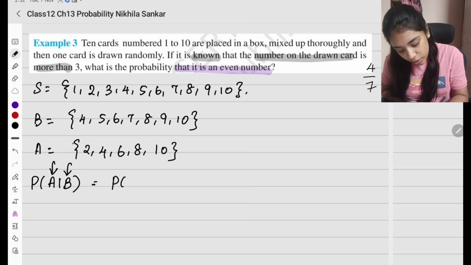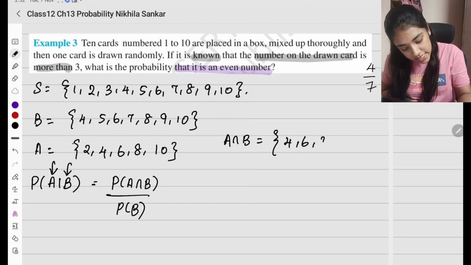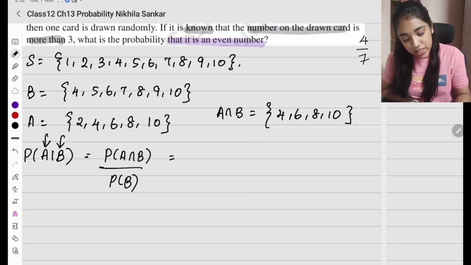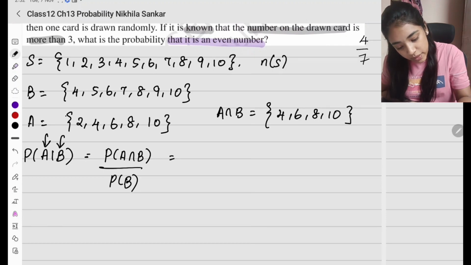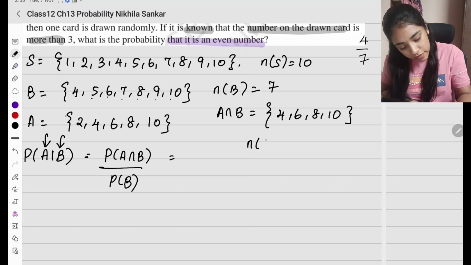So this is going to be probability of A intersection B divided by probability of B. So first A intersection B and I'll write it here. What are the intersections? It is going to be 4, 6, 8, 10. So probability of A intersection B is going to be sample space. The number of elements in the sample space is 10. Number of elements in B is going to be 1, 2, 3, 4, 5, 6, 7. 7. And number of elements in A intersection B is going to be 4.